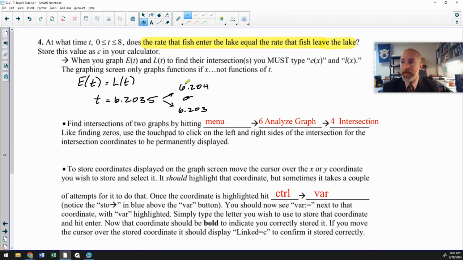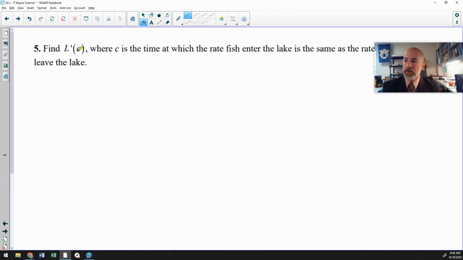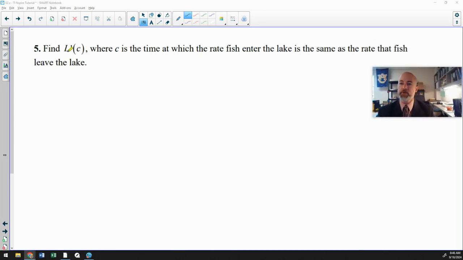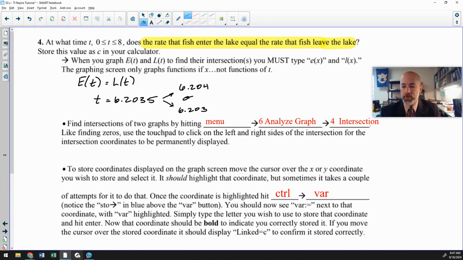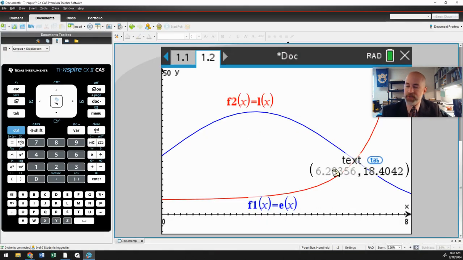Now, I am going to use that answer in the next question. If we skip on to the next question, it says find L prime of C. So we want to compute the derivative of L at C, where C is the time that the rate fish enter is equal to the rate that fish leave. Well, that's the C value we just found. And so on my calculator, I realize I have to use this answer in the next question. So to store that answer, we click on it, move your mouse over it.